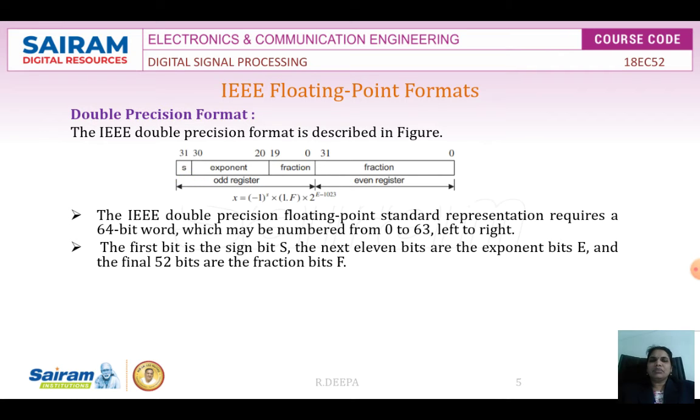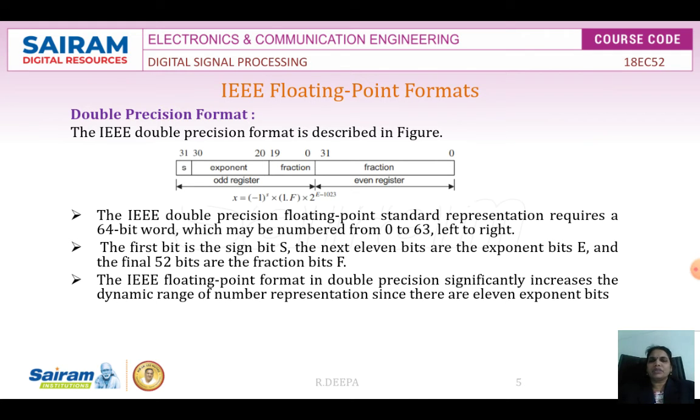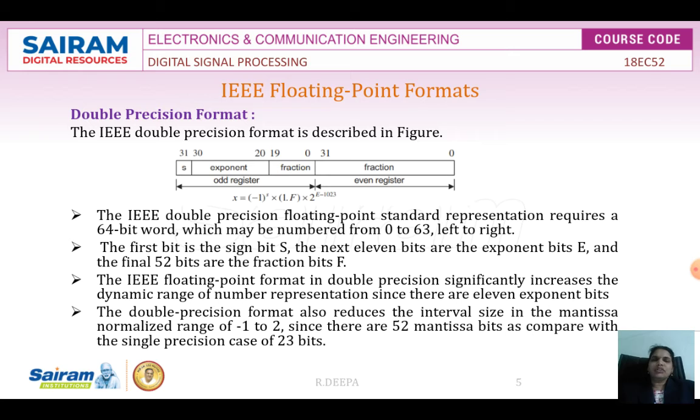And the next 11 bits are for the exponent, which is more when compared to the single precision format. And the mantissa part has 52 bits, whereas in single precision it is fewer. Hence we are able to represent more data using the double precision format.